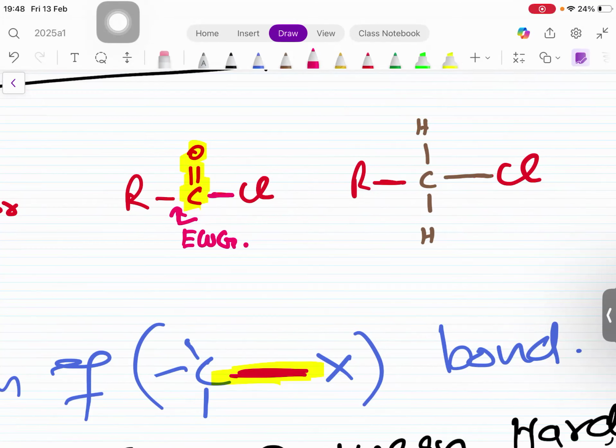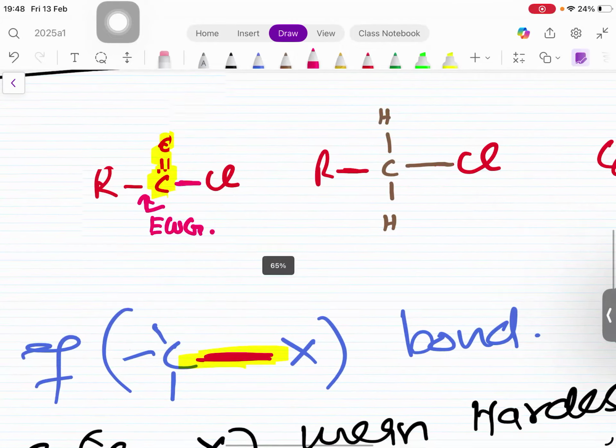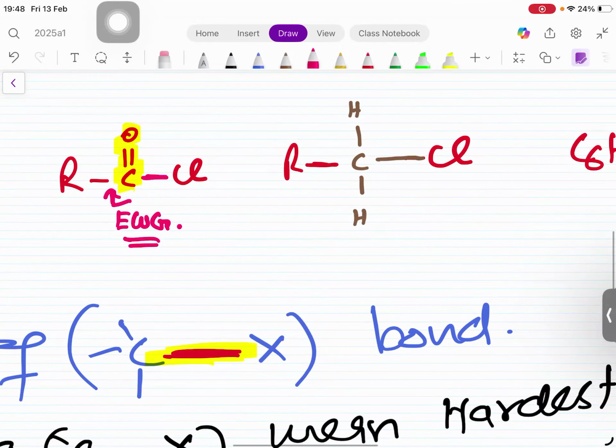Yes, making this C-Cl bond very weak. So that's why this is easier to break. On the other hand, please look at this. Exactly the opposite way this works.